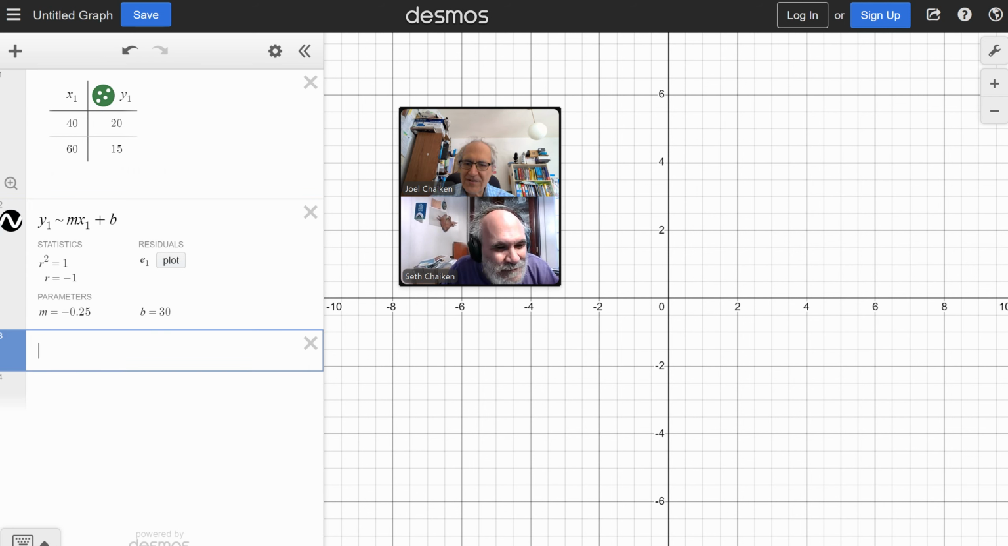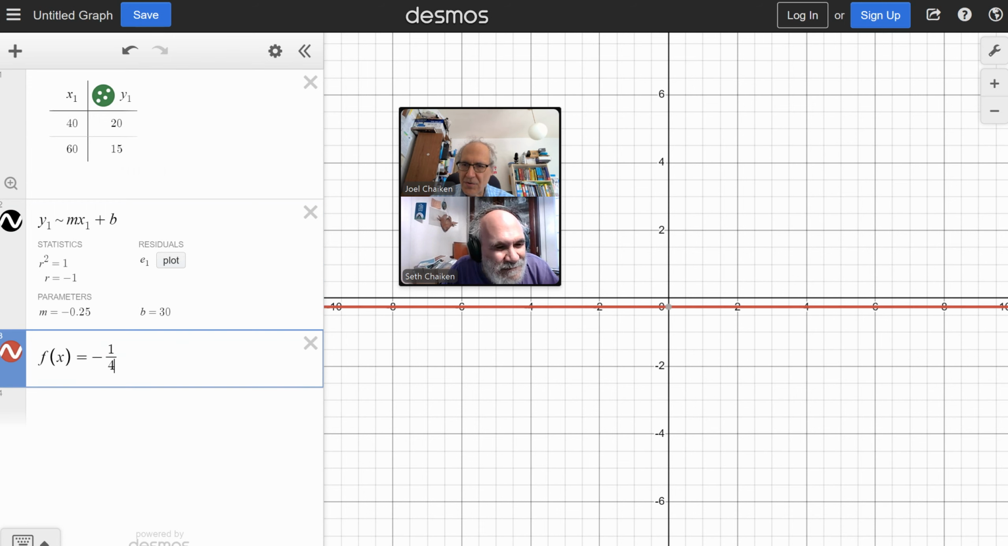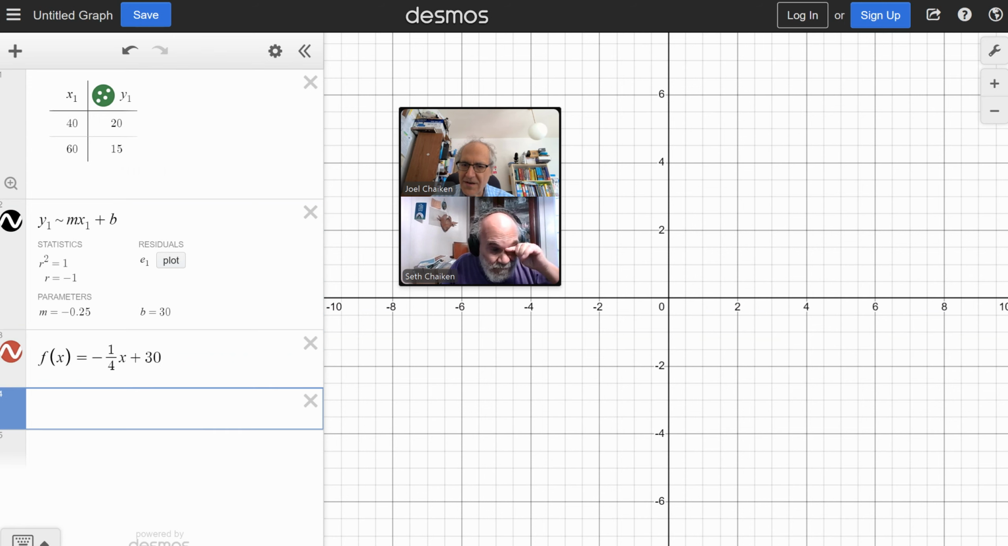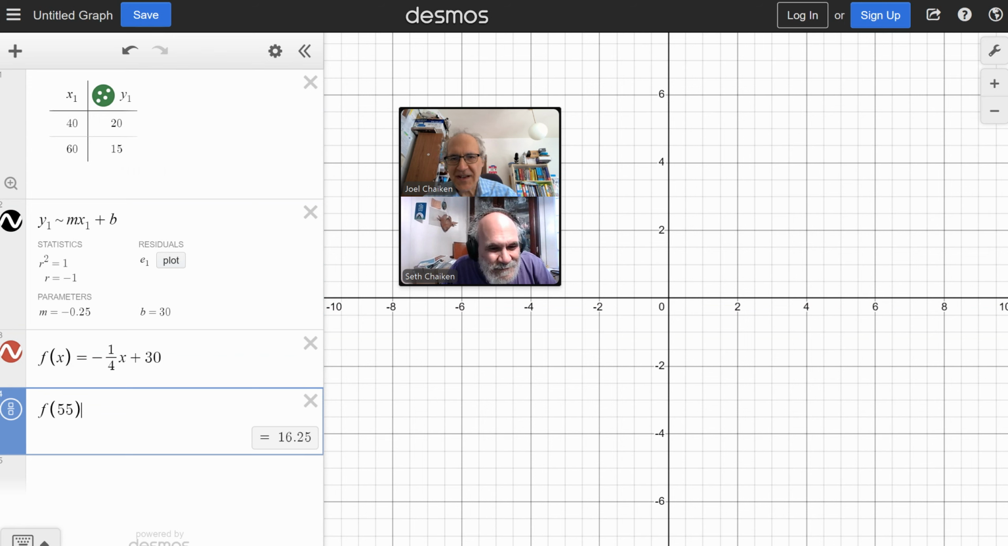Fine. So we could do, look at this. We could do f of x equals negative 1/4 x plus 30. And over here, f of 55. Boom. There we go. So the calculator could do all the calculations for you.